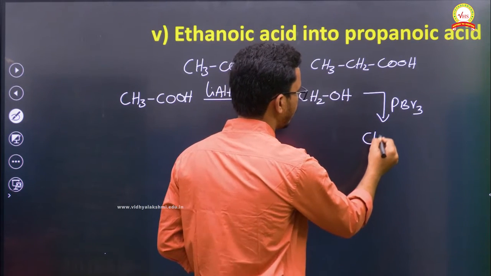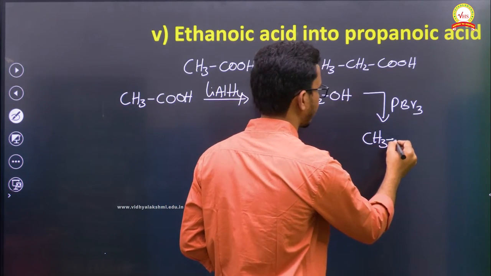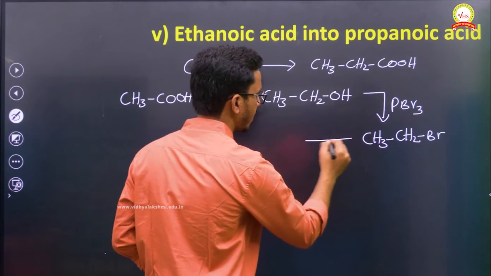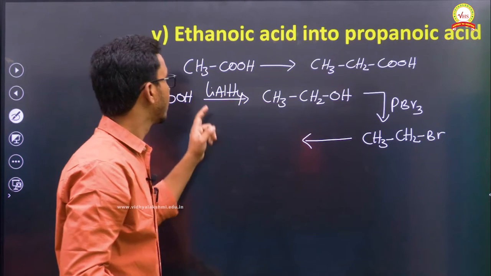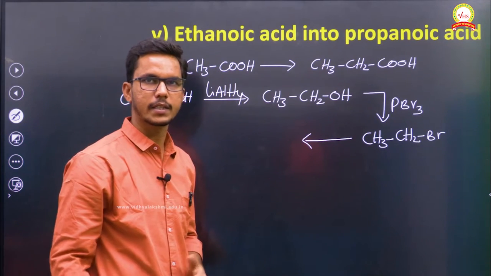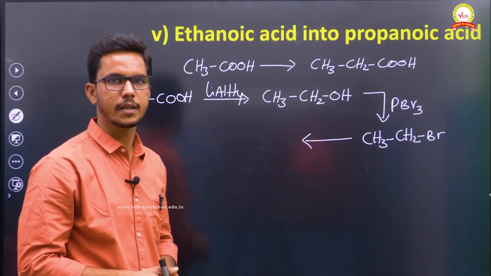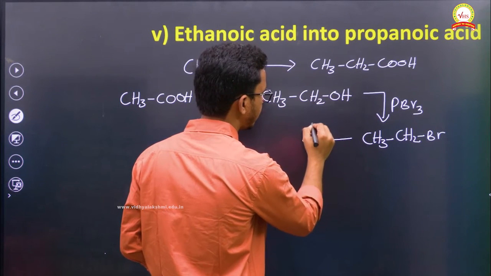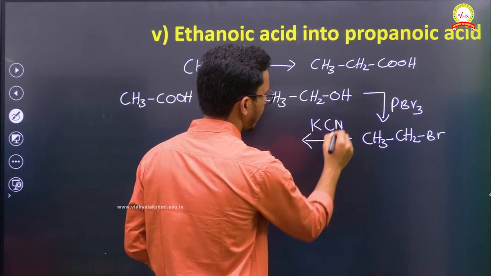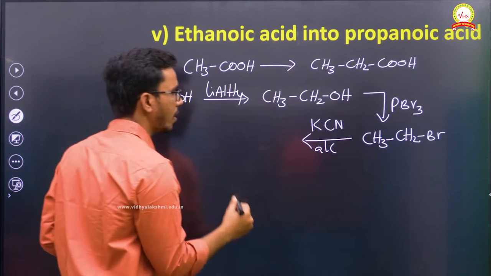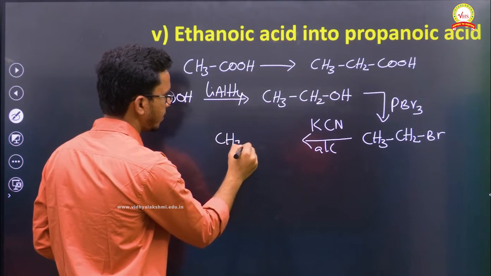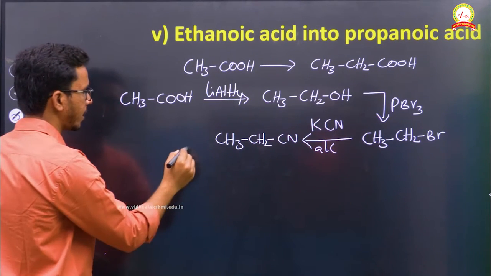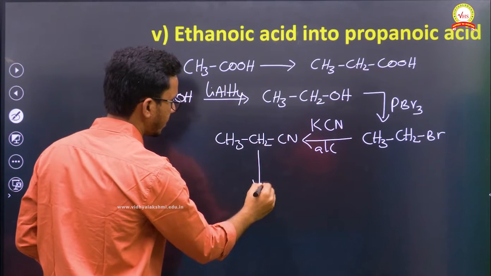What will we get now? We will get the alkyl substituted product, that is CH3CH2Br. On this CH3CH2Br, the number of carbons is increasing, right? Increasing the number of carbons means cyanides are involved in one of the steps. Then what can we use here? We can use KCN or NaCN. Let us take alcoholic KCN or NaCN. What can we get here? That is CH3CH2CN.